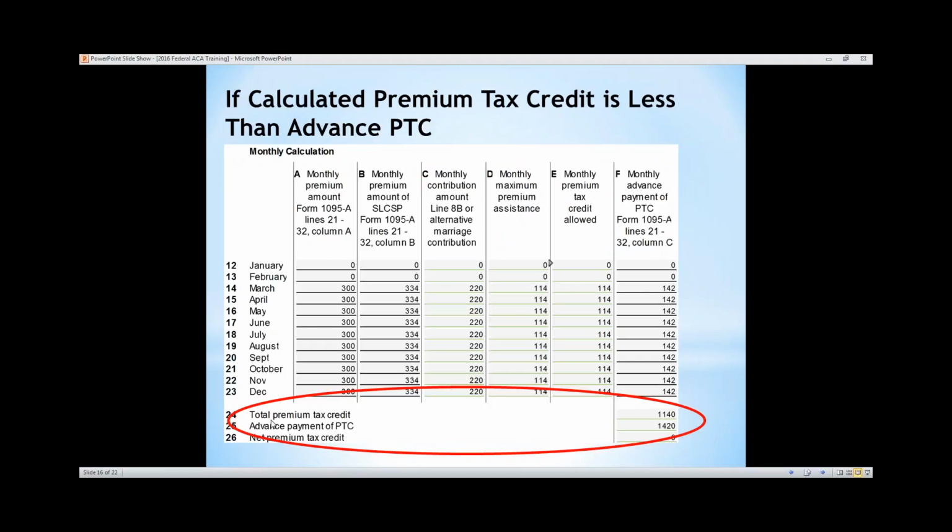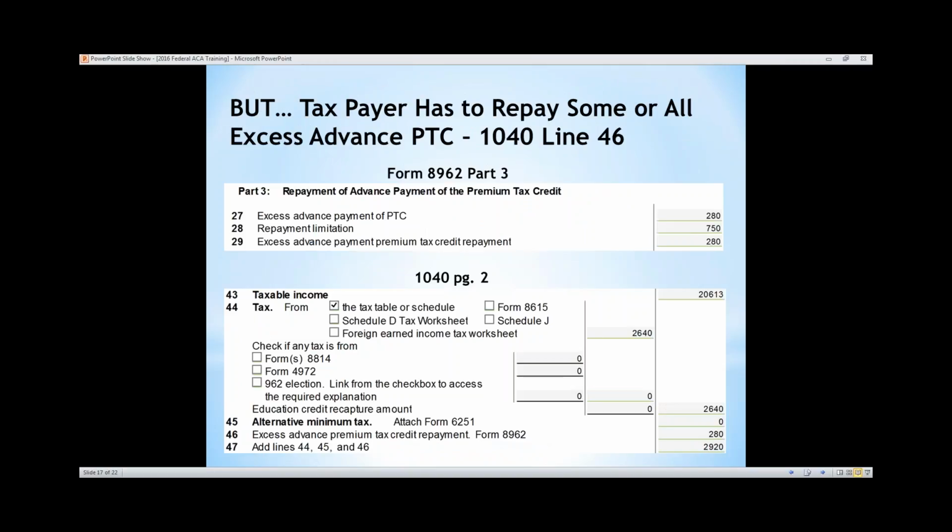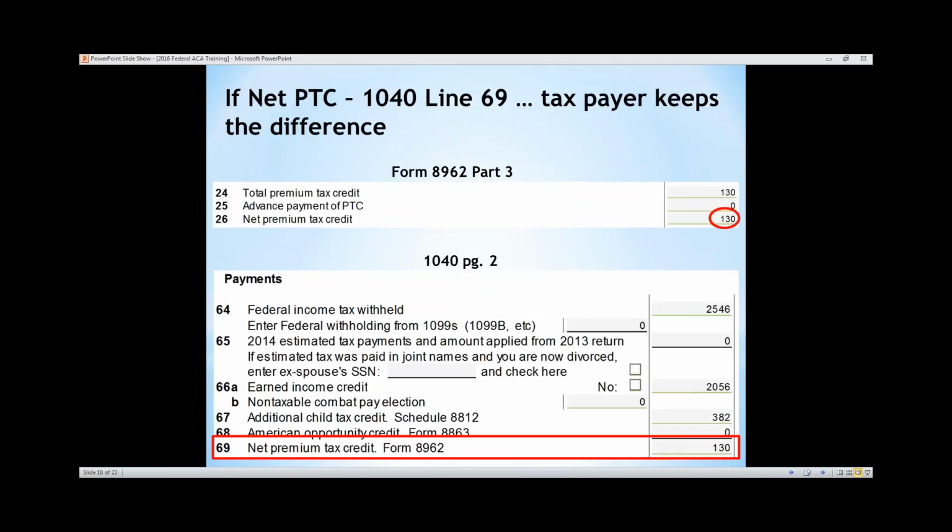Down here, it shows that advance of the premium tax credit. And then over here, it's going to show any sort of excess that was received. And again, on line 69, it'll show the net premium tax credit. So this may be a negative number, this may be a positive number. Just make sure that you're entering what's on the 1095-A properly, and you should be fine.